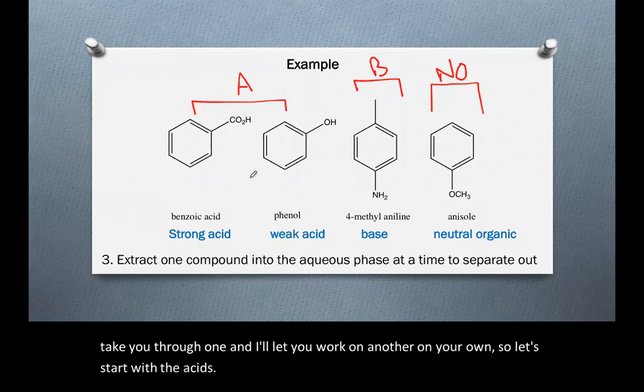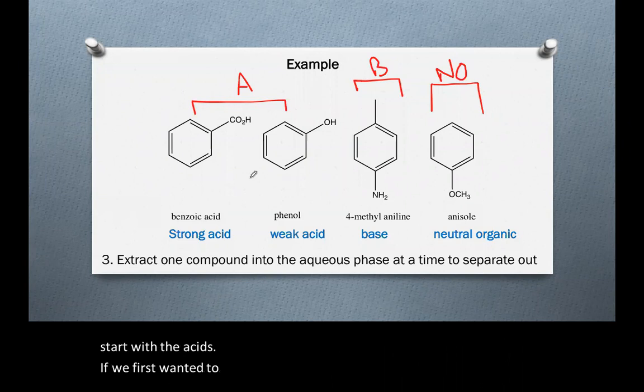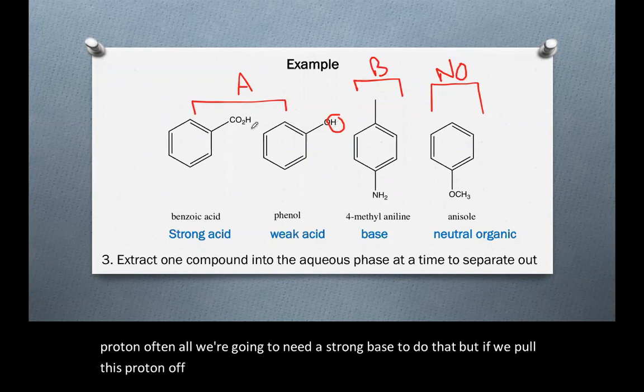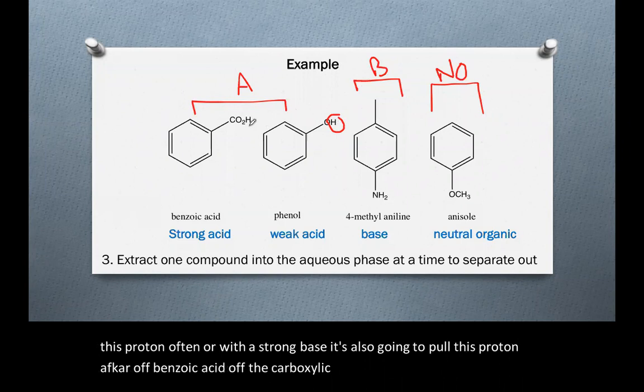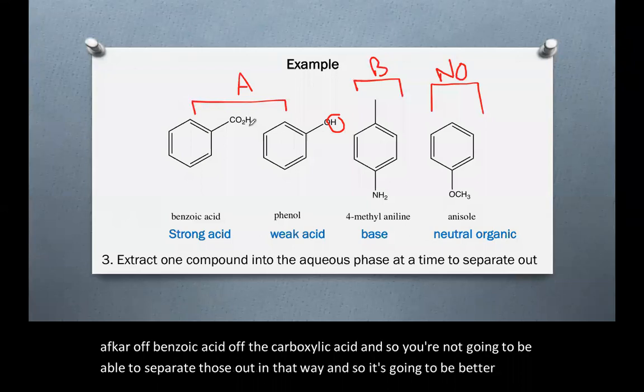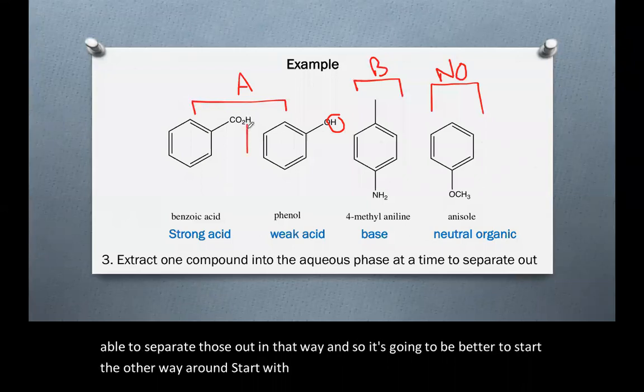If we first wanted to extract out phenol, phenol's a weak acid. To pull this proton off phenol, we're going to need a strong base to do that. But if we pull this proton off of phenol with a strong base, it's also going to pull this proton off benzoic acid, off the carboxylic acid. And so you're not going to be able to separate those out in that way. And so it's going to be better to start the other way around. Start with the strong acid, because you can pull this proton off with a weak base that's not going to pull this proton off.